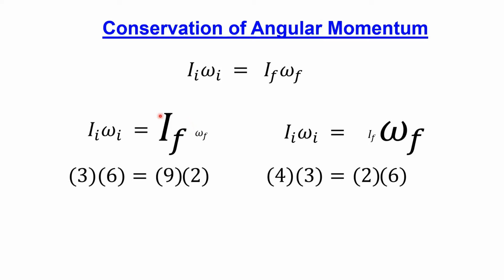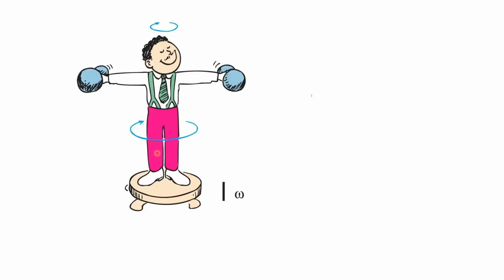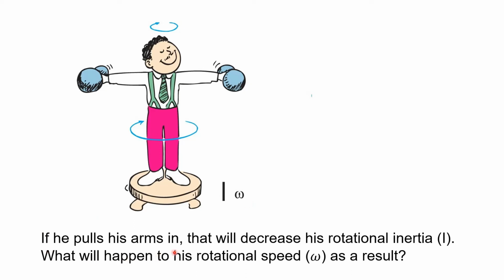Okay, over here, an example of increasing your moment of inertia would be to either move more mass away from the rotation axis or to simply gain more mass. Let's maybe do another practical example. So here I have somebody spinning and they're holding some weights out to the side. So they have some rotational inertia and some rotational speed. Together that's their initial angular velocity or angular momentum. And then we want to consider the situation that if he pulls his arms in, that should decrease his rotational inertia. What will happen to his rotational speed as a result?